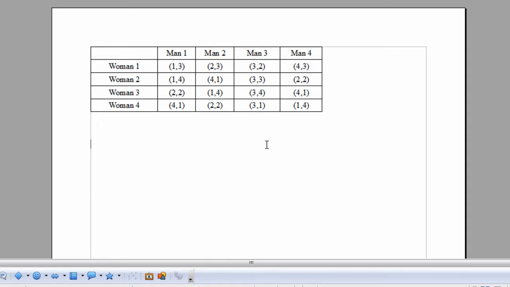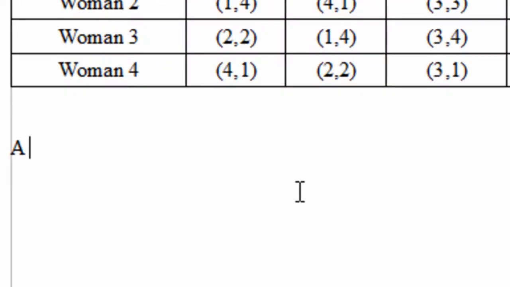And now a proof for this algorithm. Let's say you have woman A and woman B, and also man A and man B, and woman A is married to man A, and woman B is married to man B.